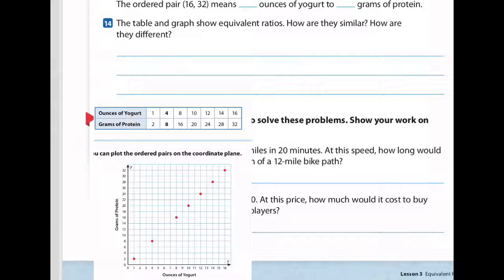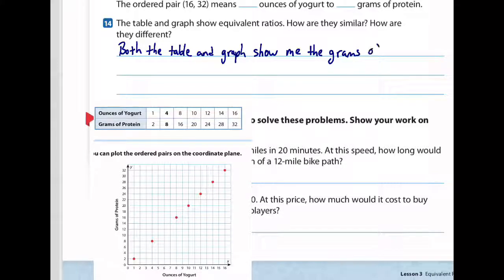So I'm going to start by writing that sentence to tell how they are similar. So I'm going to say both the table and graph show me the grams of protein for each ounce of yogurt.